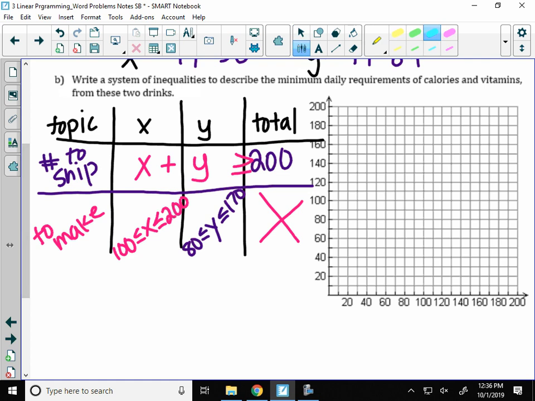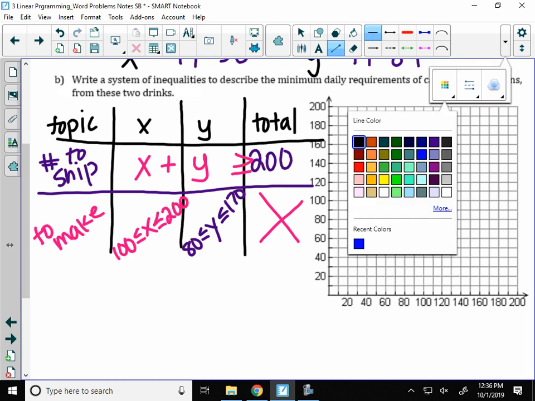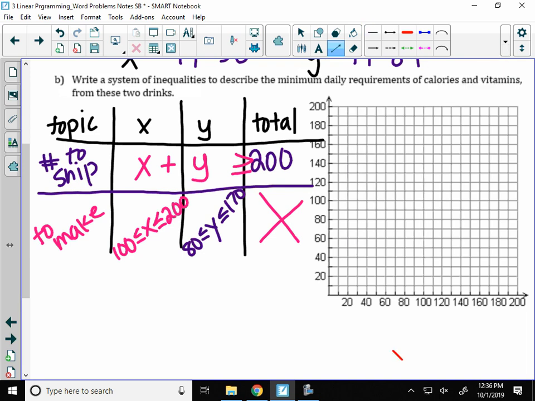What kind of line? Vertical or horizontal? Well, X is vertical. So you want to graph a vertical line. I'm going to use red here. I'm going to graph a vertical line at X equals 100, and then a vertical line at X equals 200 over here. That is your constraint. My TI-30s have to be in between those two vertical lines.